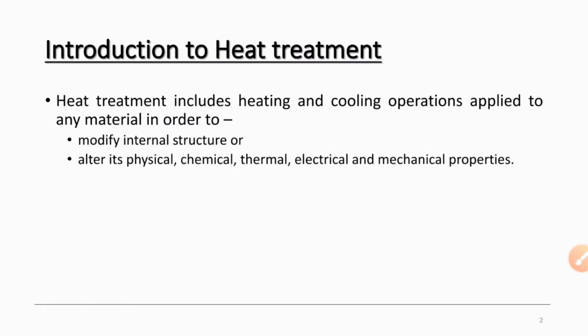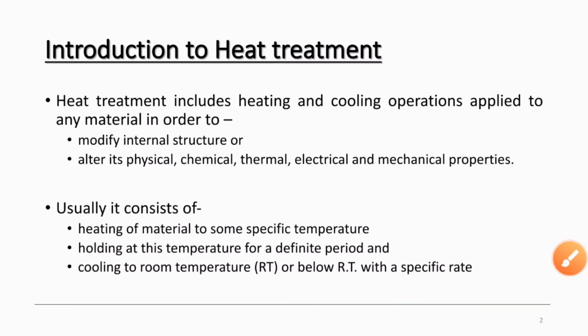So heat treatment includes heating and cooling operations applied to any material, mostly metals, in order to modify internal structures or alter its physical, chemical, thermal, electrical and mechanical properties. Usually it consists of heating of material to some specific temperature, holding at this temperature for a definite period, and cooling to room temperature or below room temperature with a specific rate.